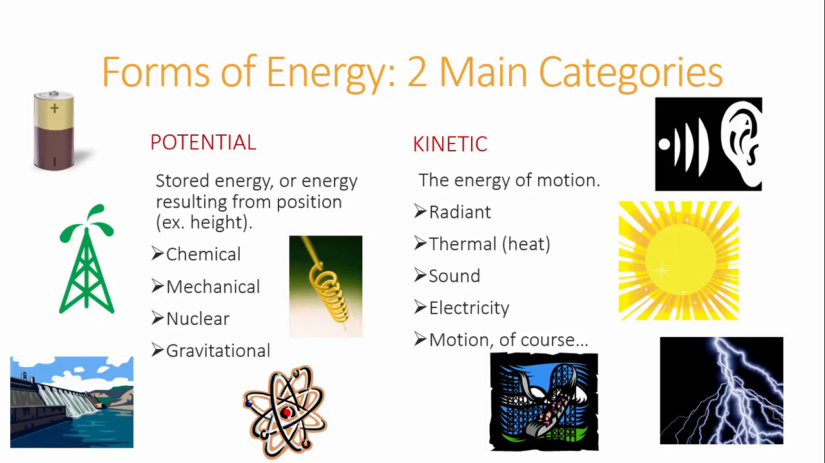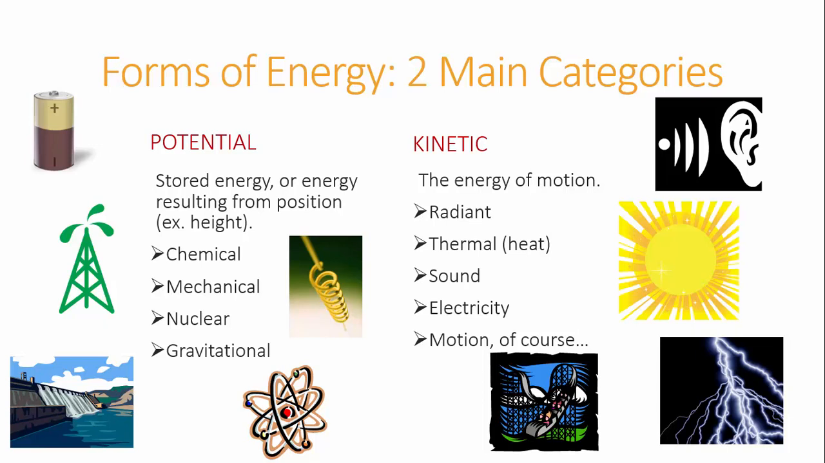Kinetic energy is the energy of motion, and for some of the examples here, at first you think that's not really energy of motion, like thermal heat. That is the energy of motion because the atoms in a compound are vibrating, and they vibrate more if they're hotter. So it actually is energy of motion. Radiant energy from the sun is energy of motion. Sound is also energy of motion. Those sound waves are moving, compressing the air.